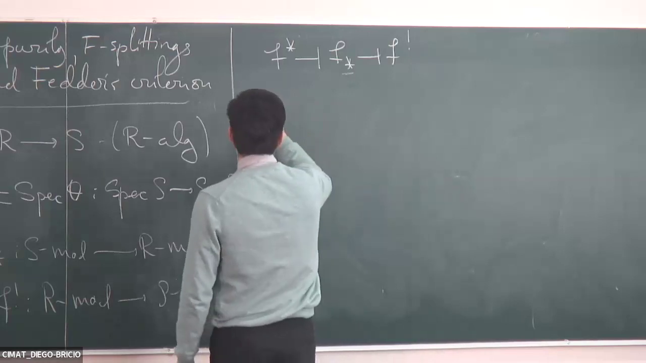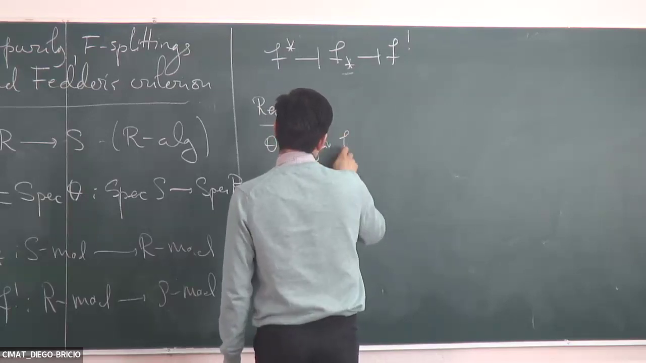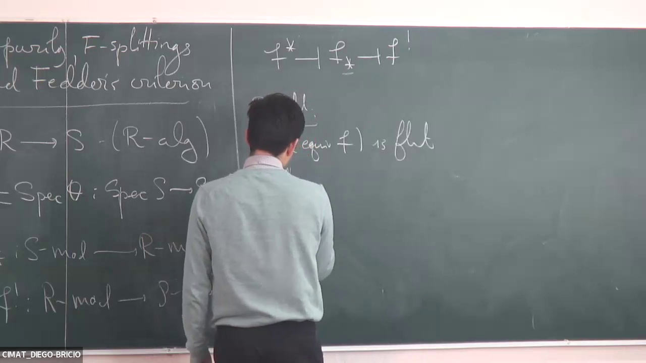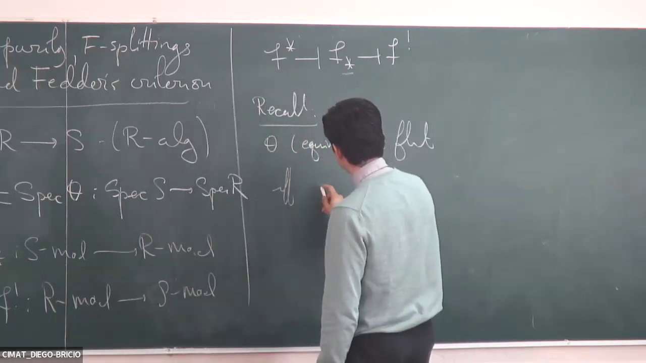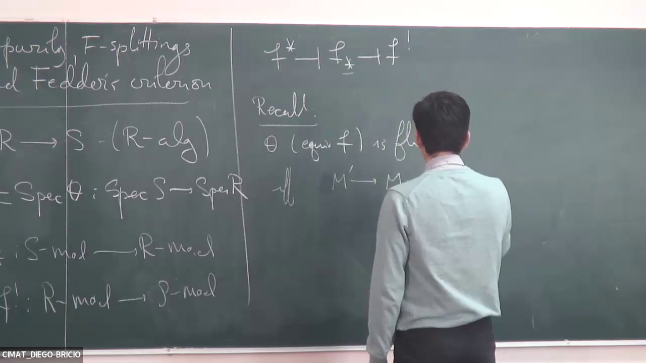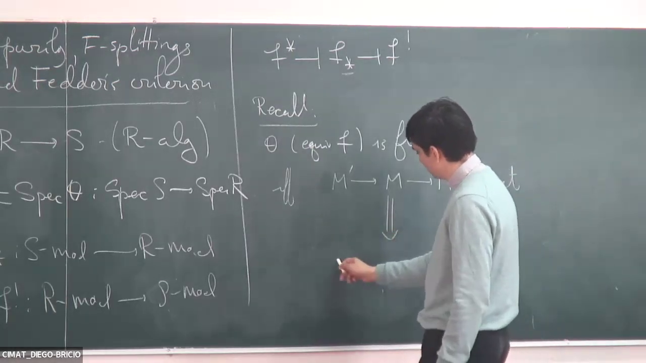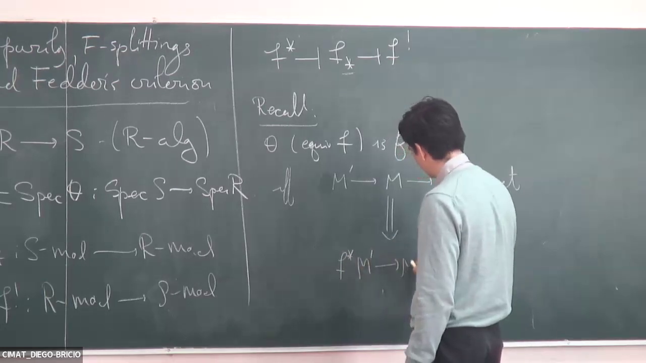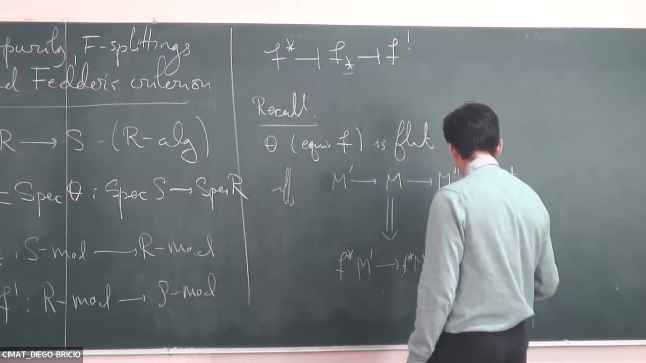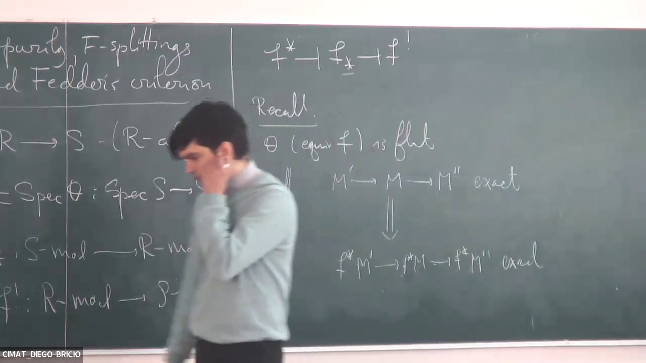So recall that theta, equivalently f as a morphism of schemes, is flat if and only if the pullback is exact. You know that if you have an exact sequence, let's say, well, I'm going to just write three things in between. So if this is exact, then the pullback has to be exact. So flatness means that exactness is preserved.